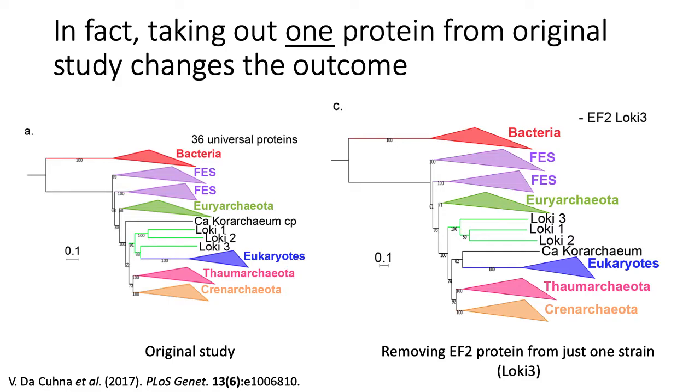So if you take out just that EF2 gene from the analysis, to recall, this is the original study that shows the eukaryotes are branching off of the Loki3 group. Now, if you remove EF2 from just one strain, you take EF2 out of Loki3, then the eukaryotes come out someplace else. Now, they still come out within the archaea in this analysis. However, they no longer come out as directly from the Lokiarchaeota.